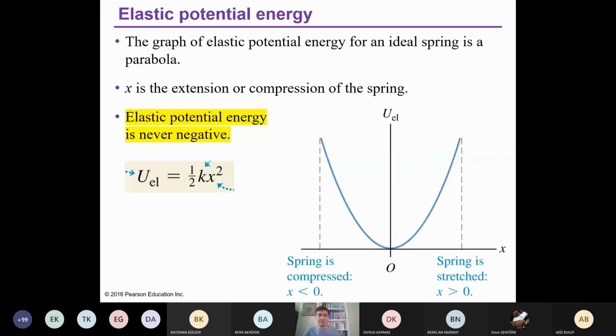Now let me show you the elastic potential energy on this graph. The shape of the graph is a parabola. This is the x-axis. Let me draw here. This is x equals 0, and the box is staying here. And this is the spring. So when the spring is stretched, now we are talking about this condition.